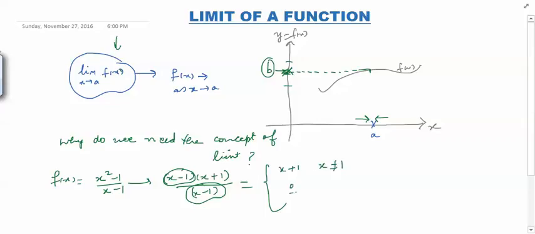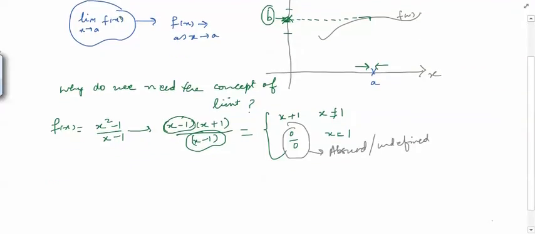And this is 0 by 0 when x is equal to 1. Now look at this quantity 0 by 0. This is an absurd quantity in mathematics. This is an undefined quantity. We don't know what happens when we divide 0 with 0. So it means that for this particular function, x is equal to 1 is kind of a black hole. Black hole means we don't know what happens inside the black hole.